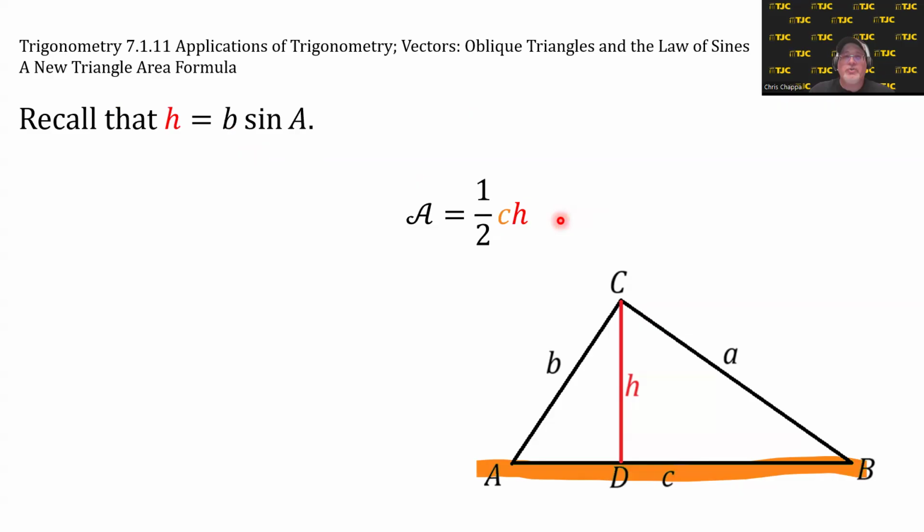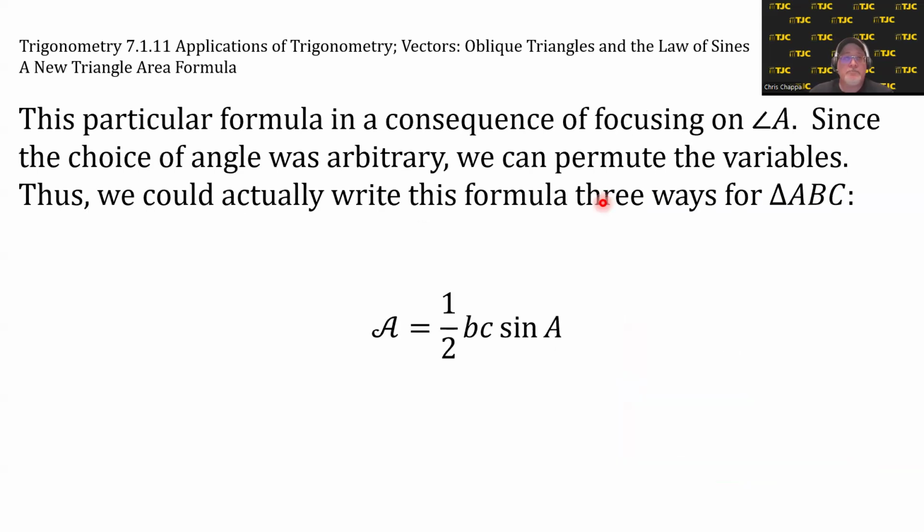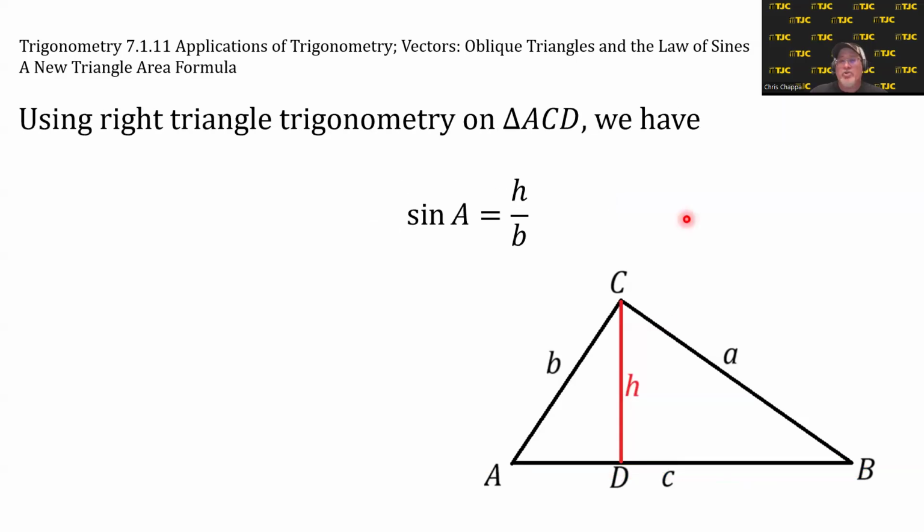So we can substitute B times sine of A for H, and now our area is 1/2 C times B times sine of A. Well, we'll put the coefficients of the sine in alphabetical order and put the B first. And thus the area of this triangle is 1/2 BC times sine of angle A. So we have a new formula for the area. Now, this particular formula is a consequence of focusing on angle A. Because remember, way back here, we did the trigonometry on angle A.